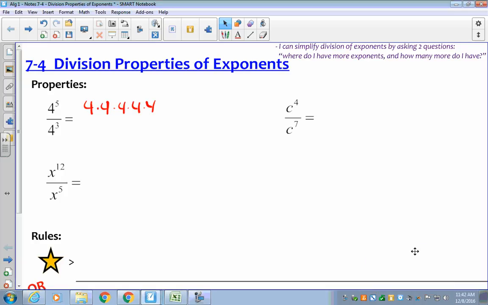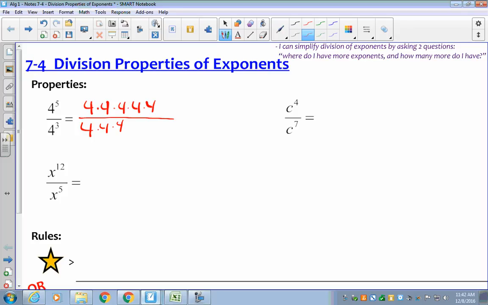Okay, so for 7 times 4, we're going to investigate what happens when we divide by the same base. So we have 4 to the 5th, which is 4 times 4 times 4, with 4, 5 times. And then we have 4 to the 3rd, which is 4 times 4 times 4. We're going to go ahead and do the individual division.